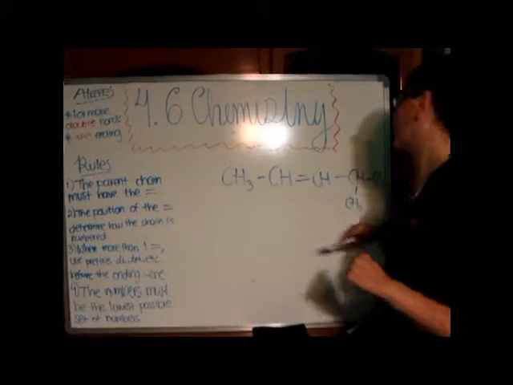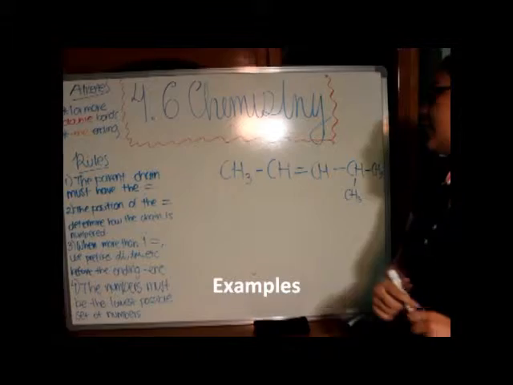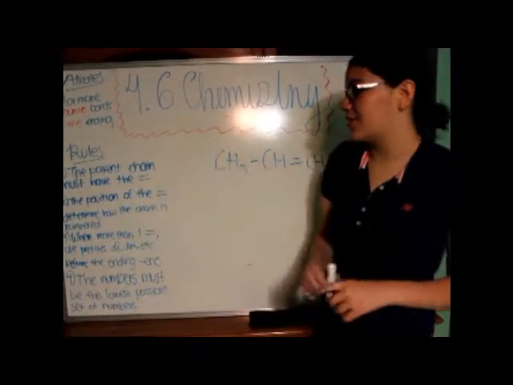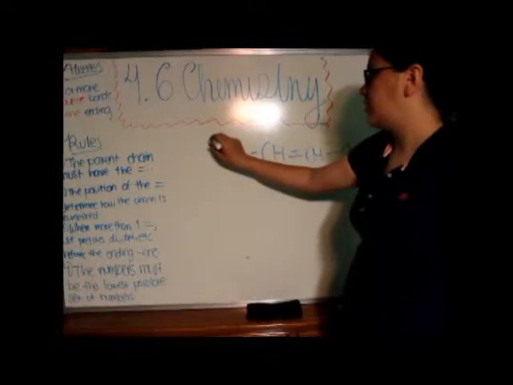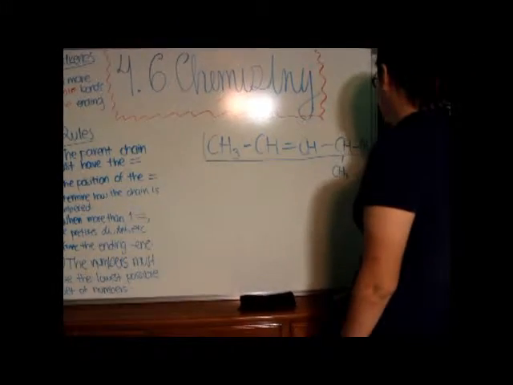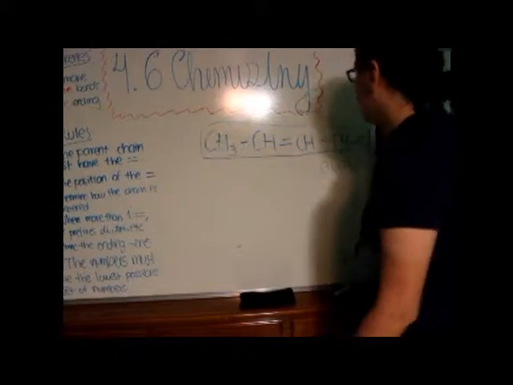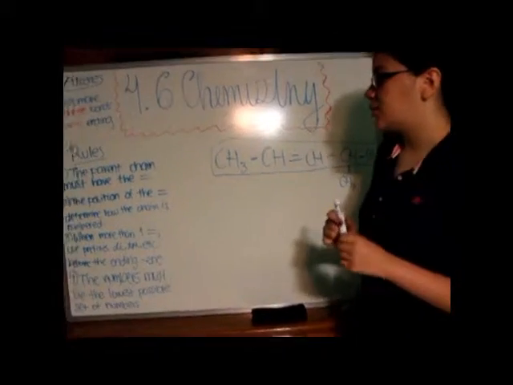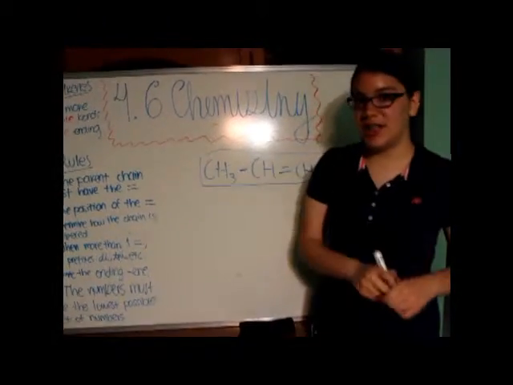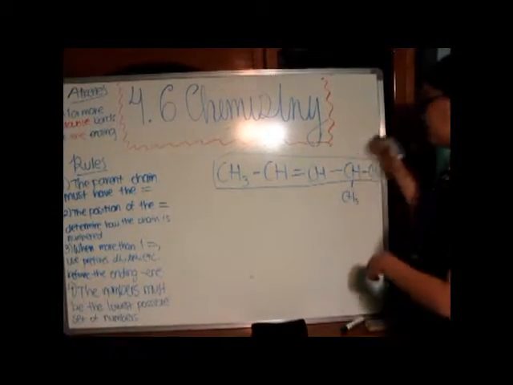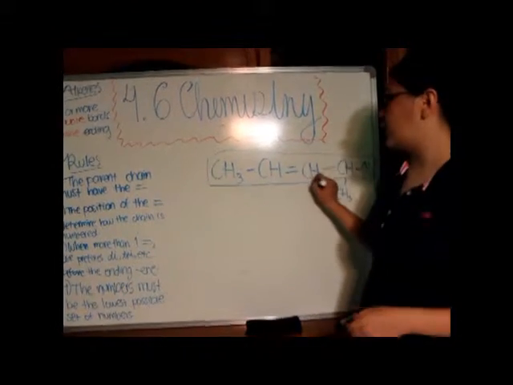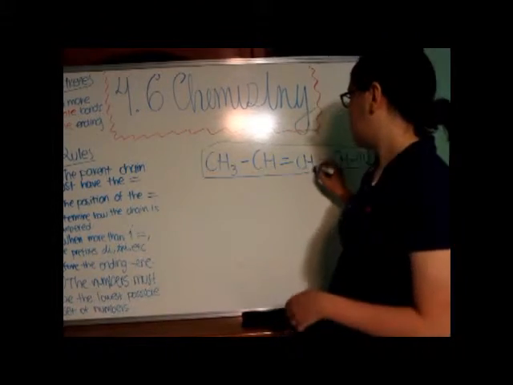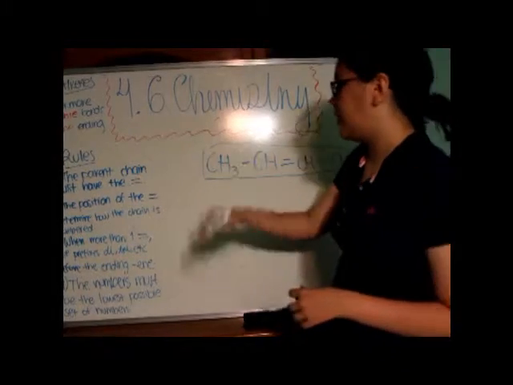Okay, this is another example for an alkene. We know it's an alkene because it has a double bond. Okay, the first rule, the parent chain must have the double bond. So the parent chain is this one. It could also be like this, but it's okay. The position of the double bond determines how the chain is numbered. So if we name it from right to left, it will be 1, 2, 3, 4, 5. But if we name it from left to right, it will be 1, 2, 3, 4, 5. So we name it from left to right.